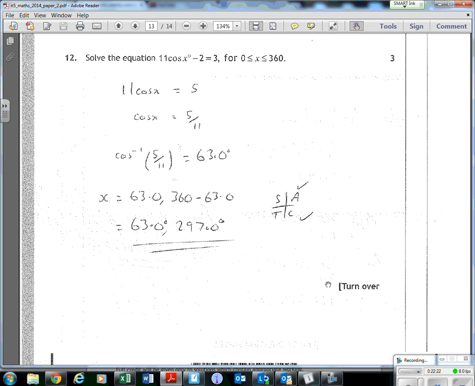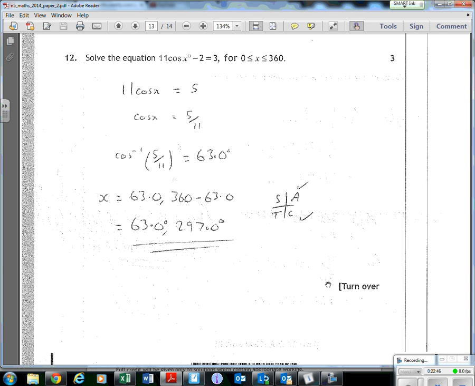Question number 12, trig equation question. Right, we need to get the cos x on its own first. I'm going to add 2 to both sides. So 11 cos x equals 5. Or if you like, take the minus 2 over and make it plus. So I've got 11 cos x equals 5. Now divide through by 11. Cos x equals 5/11.